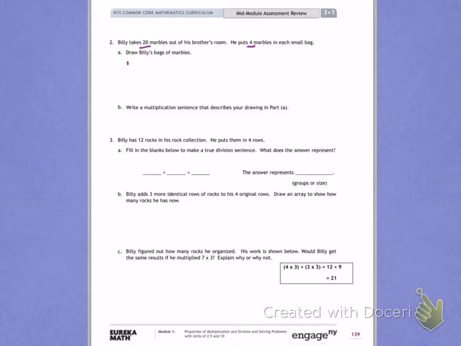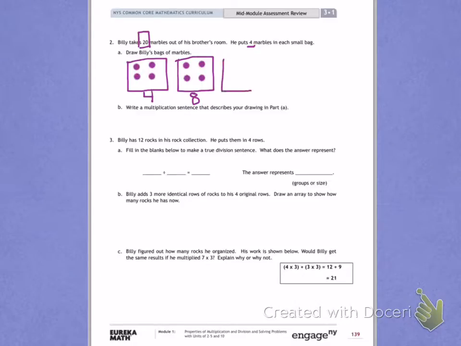So I'm going to draw 1 bag and put 4 marbles in that. I'm going to label that with a 4. I'm going to continue to do this until I reach the total number of marbles Billy has, which is 20. So here's another bag, 4 more marbles, giving me 8. Another bag, since I haven't gotten to 20 yet, 4 more marbles, giving me 12.